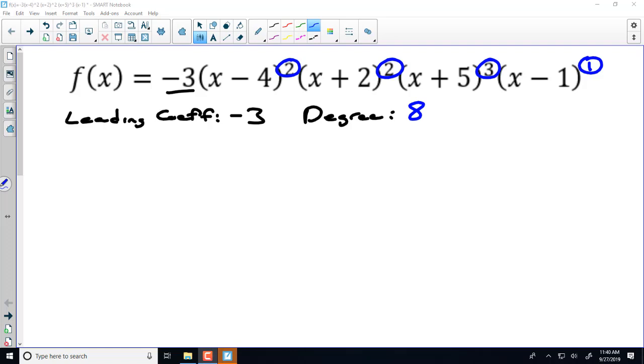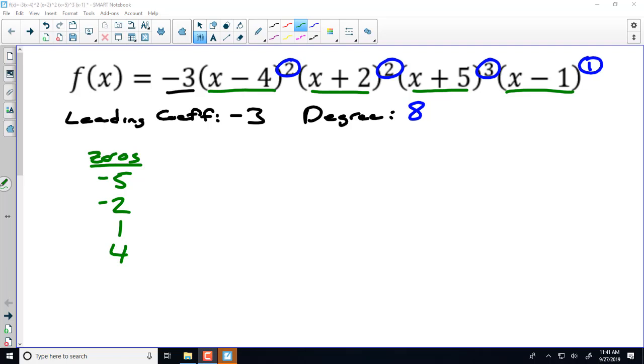All right, the next thing we want to do is identify our zeros. I like to do these from smallest to largest. So the first zero I identify comes from this factor, and it's -5. The next zero I identify is from this factor, and it's -2. Then I see this right here, so my next zero is going to be 1, and my next zero is going to be 4.